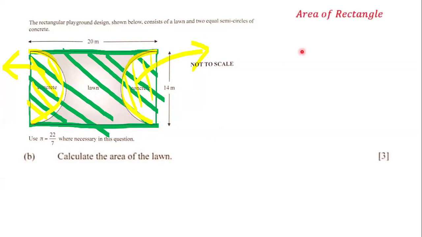So let's figure out the area of the rectangle. The area of the rectangle is length times width. So it's going to be 20 meters multiplied by 14 meters, where 20 meters is the length and 14 is the width. 20 meters times 14 meters gives us 280 meters squared, and that is the area of the rectangle.